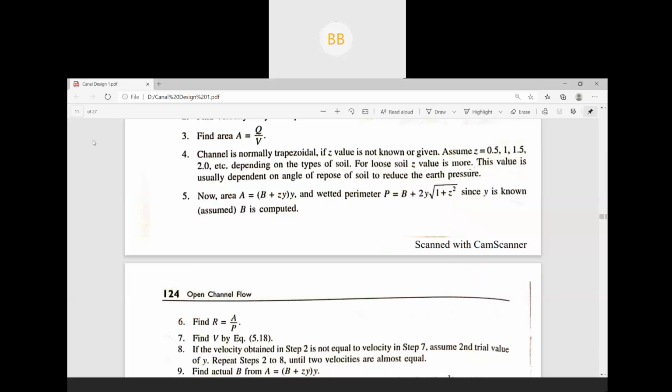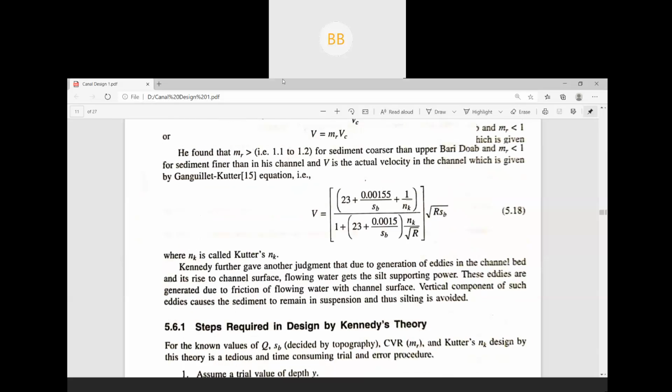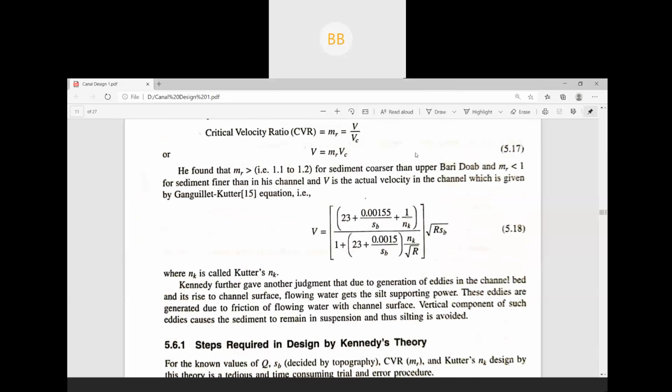Then for step number 7, you write down this velocity equation. V is equal to 23 plus 0.00155 divided by bed slope plus 1 by n, k. n is Kutter's. This n should be known if you are going to use this theory.